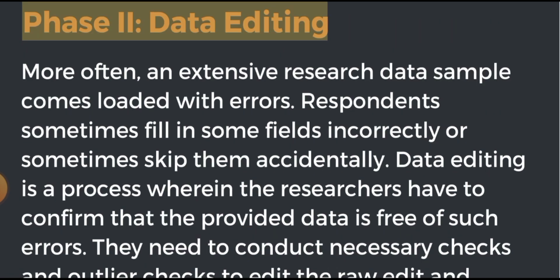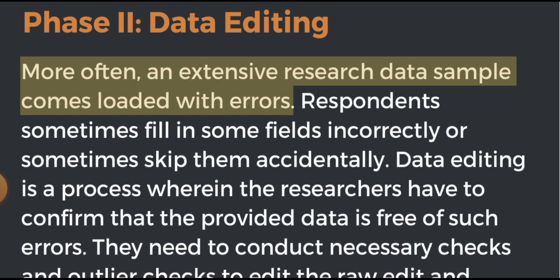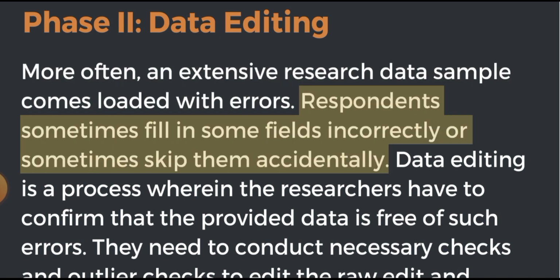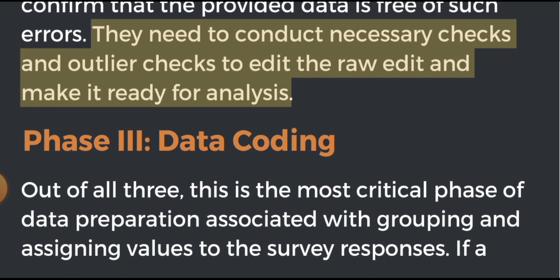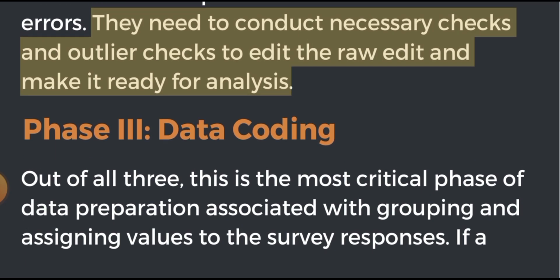Phase 2. Data editing. More often, an extensive research data sample comes loaded with errors. Respondents sometimes fill in some fields incorrectly or sometimes skip them accidentally. Data editing is a process wherein the researchers have to confirm that the provided data is free of such errors. They need to conduct necessary checks and outlier checks to edit the raw data and make it ready for analysis.